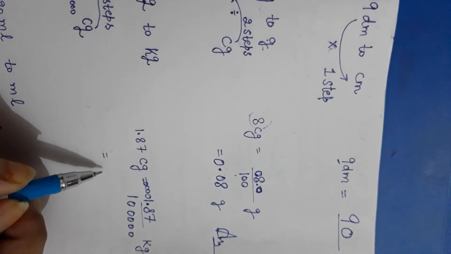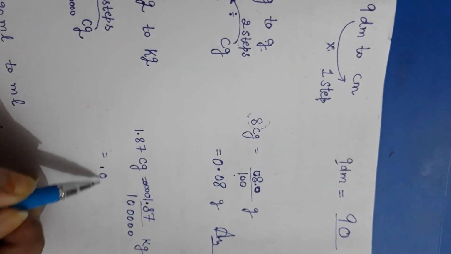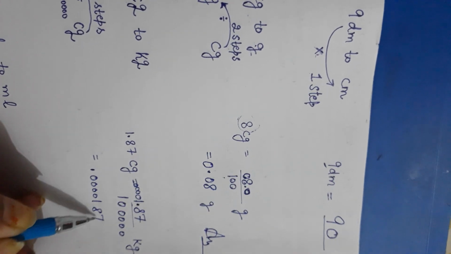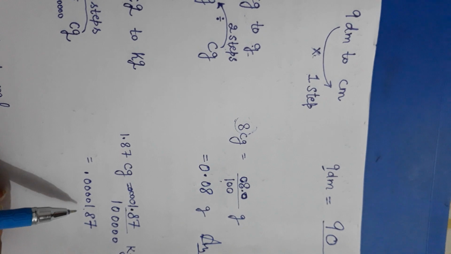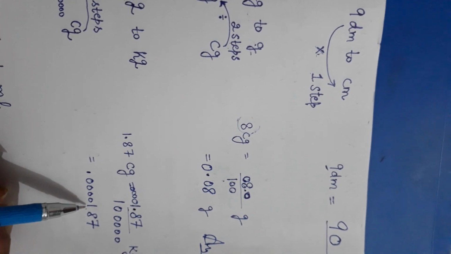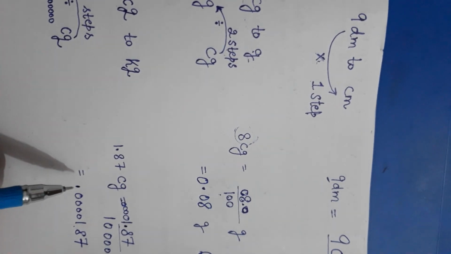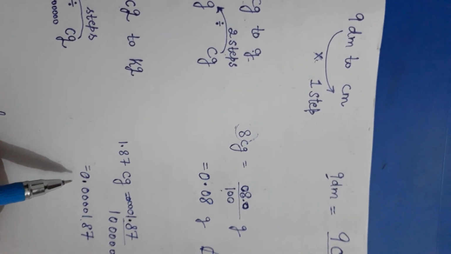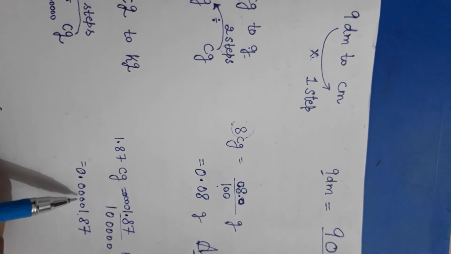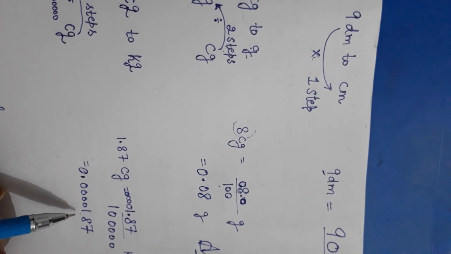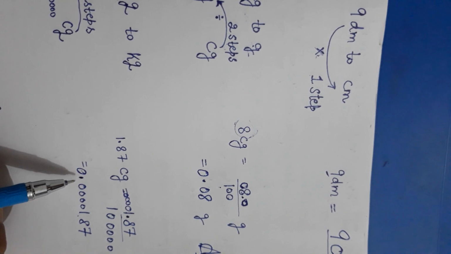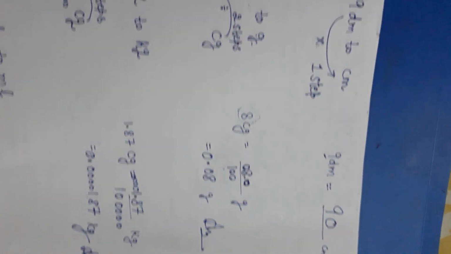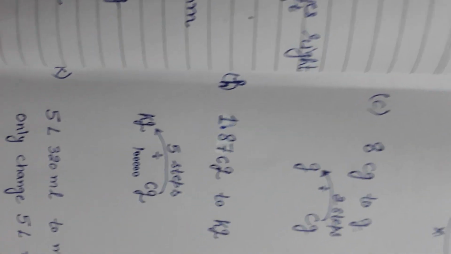So rewrite it. 1 2 3 4 5. The point was here first. Don't put it here now. First 1, then the point. Now it's here. So this is your final answer. Previously there was nothing before the point, so mark 0 here. So your final answer is 0.0000187. Actually the point has shifted to this place. You know very well how I have shifted. This is your answer.